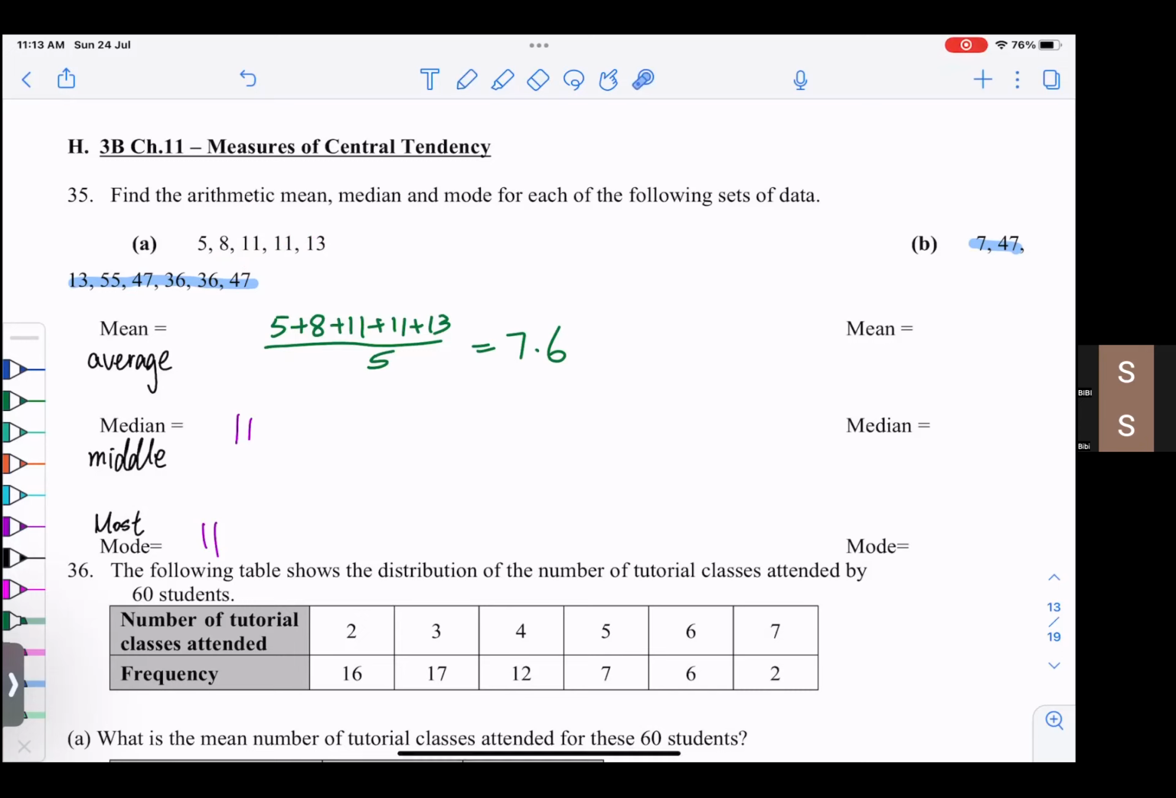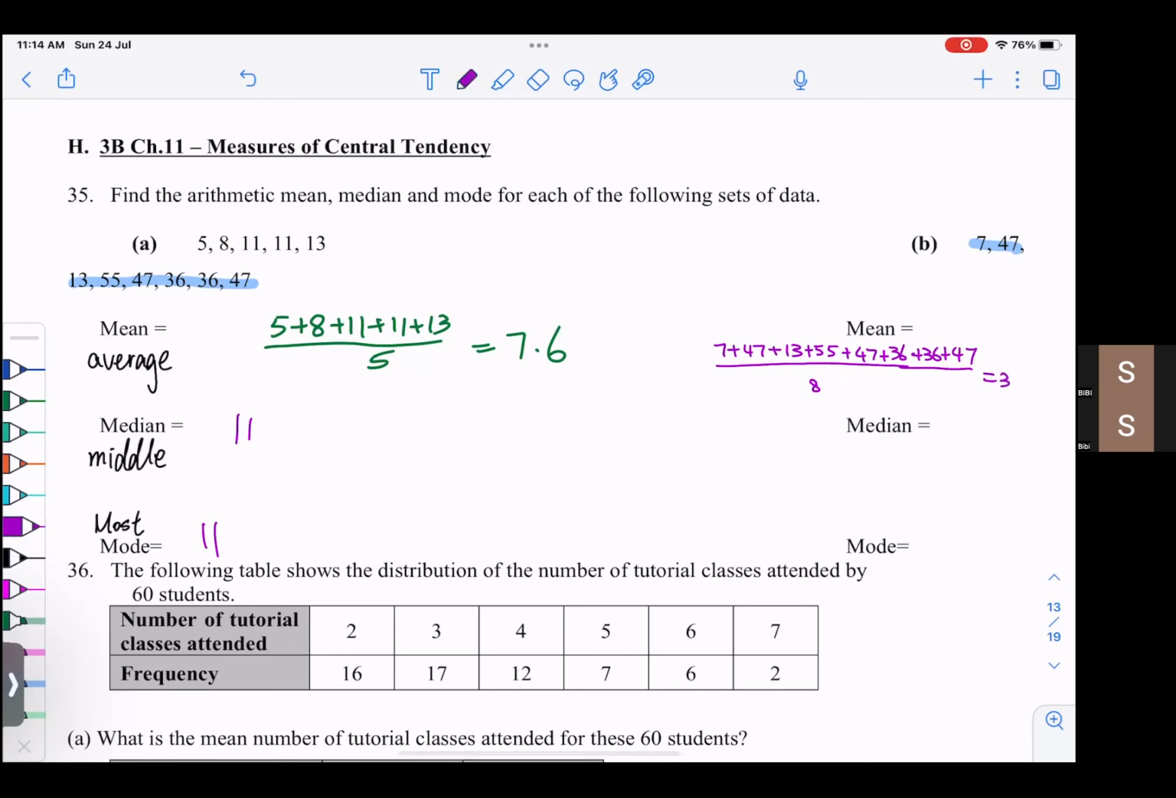How about part B? You have 1, 2, 3, 4, 5, 6, 7, 8 numbers. 8 numbers. So in your mean, you will have 8 on the bottom, and above, just add up all of them. Did you put everything in order yet? Because if you don't put all in order, you actually can't do the median. You get the answer after using the calculator. In your calculator, be very careful: add up all these first and then divide by 8. If you don't put a bracket and directly divide by 8, you will get the wrong answer. So be very careful in that part.